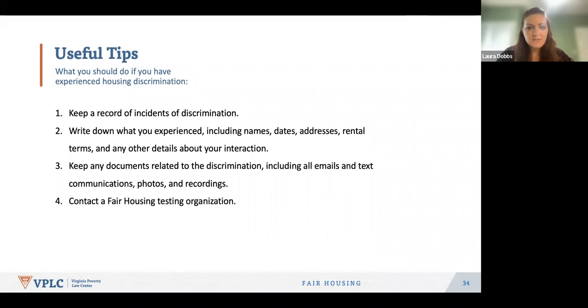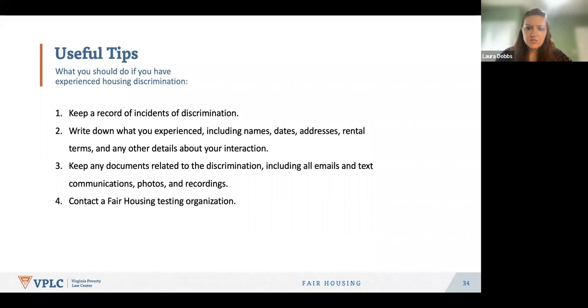Writing down what happened and making sure to include as many details as possible, including the names of the person who may have made discriminatory statements or who rejected their tenant application, dates, addresses, if it has to do with terms in a lease, making sure you have a copy of that lease and other details about that interaction. And of course, keep all documents related to it. For example, if you're a doctor and you've reviewed a patient who has chronic asthma and it seems like it's connected to the mold, making sure they have a copy of those medical records.